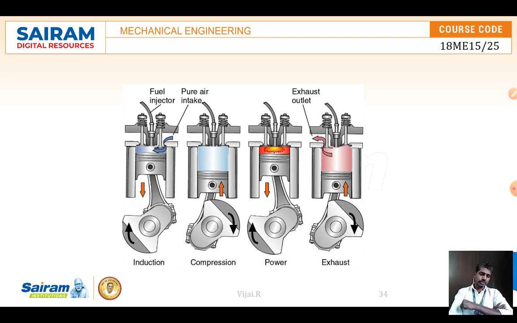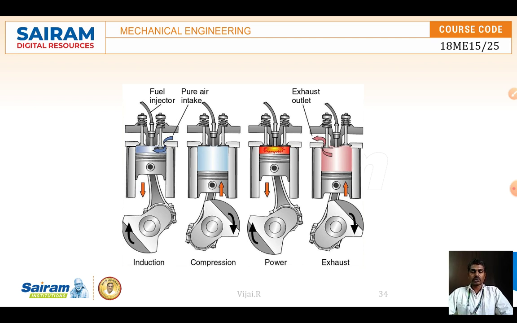There compression takes place. Both the valves are closed, and at the end of the compression, ignition takes place by injecting the fuel. Atomized particles of fuel are injected and suddenly get ignited because of the hot compressed air already there. The fuel ignites and pushes the piston downward, so a power stroke is created.